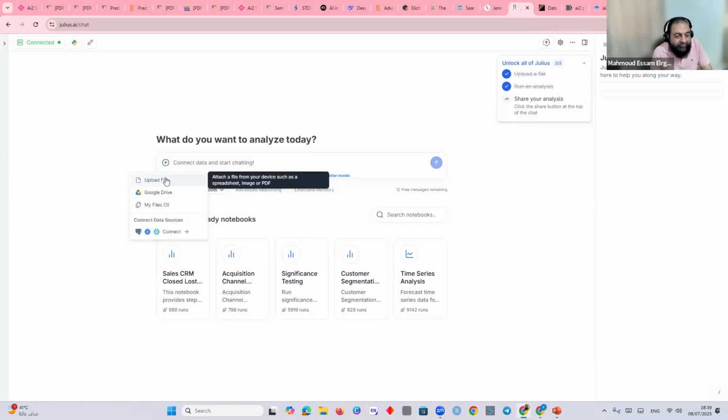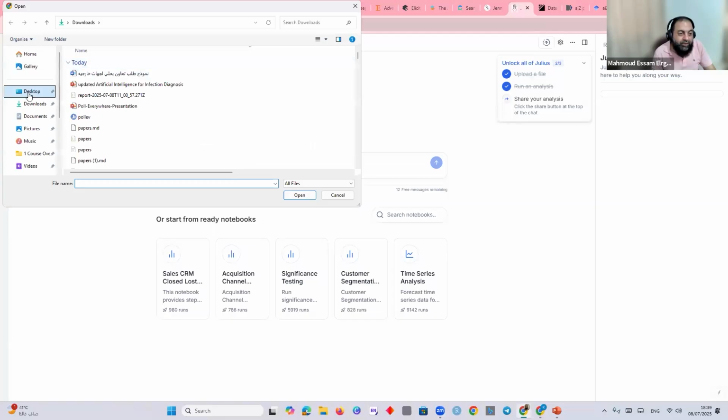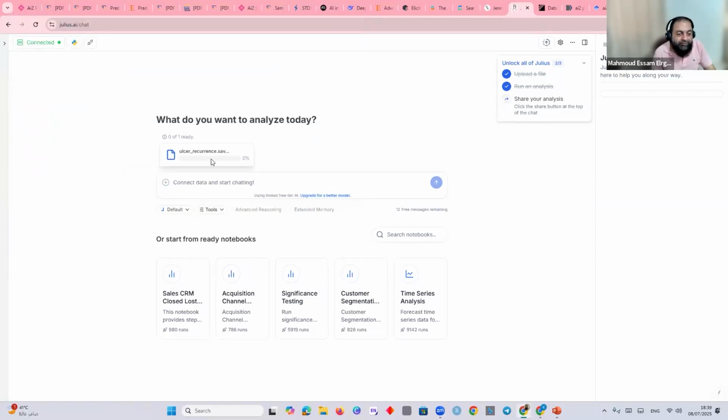So you just upload a file from whatever source you are going to connect. I just downloaded a free, publicly available dataset called ulcer recurrence because I couldn't use any of my files. You can check it, and then I will ask it to summarize the data in this research and, for example, write down the results section. Okay, we can do the same on ChatGPT, right?